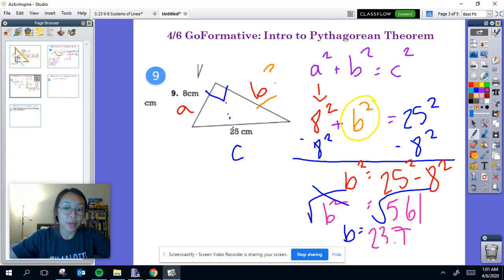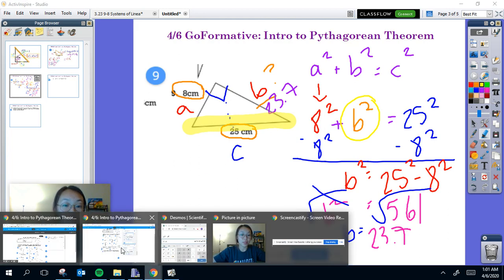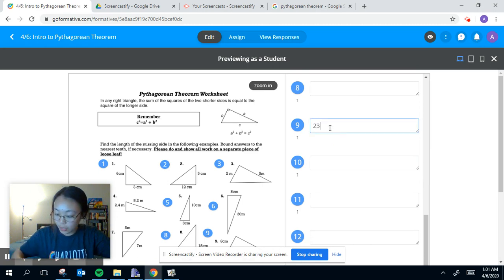So what this ends up being in my picture is that A is 8, C is 25, and my missing B value is going to be 23.7. That makes sense because it keeps C, or the hypotenuse, as the longest side. So under my go formative, number 9, I put 23.7.